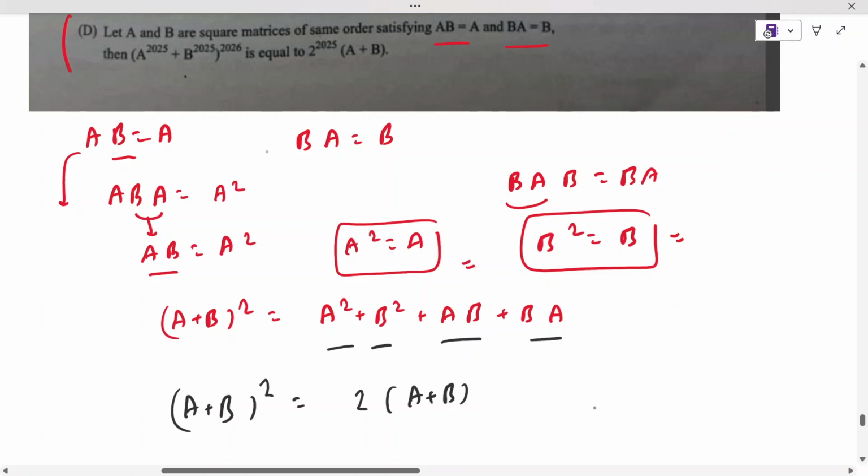Now just take the dot with A plus B on both sides. It's 3 times. So (A plus B) cubed will come out to be what? 2 times (A plus B) squared. And (A plus B) squared is what? Again 2 times (A plus B). That is 4 times (A plus B).